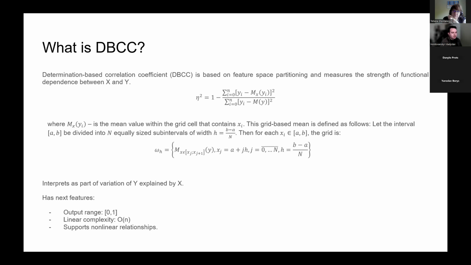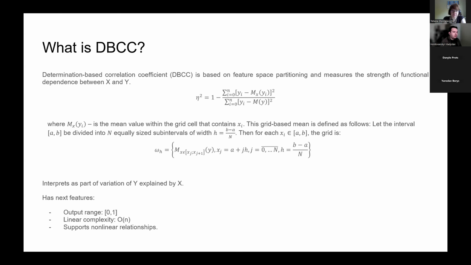This method is interpretable. DBCC produces results that are straightforward to understand and explain, even for non-experts. It's fast to compute. The method is computationally efficient and requires minimal processing time, even on large datasets. This speed makes it ideal for early stage analysis, repeated computation, and interactive data exploration. It's model-free, so DBCC does not rely on fitting a predictive model. It can be applied directly to data.